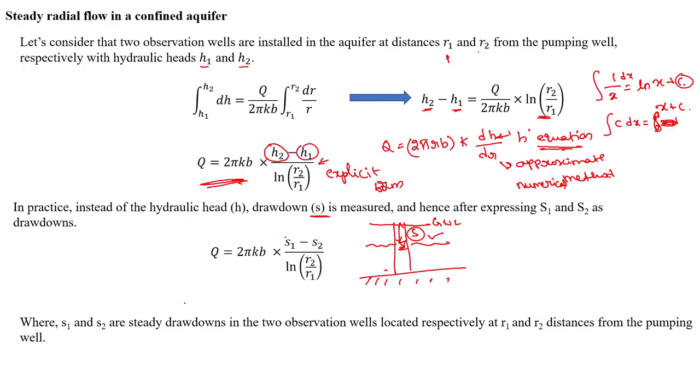Okay, this is a general equation for steady radial flow in an unconfined aquifer.